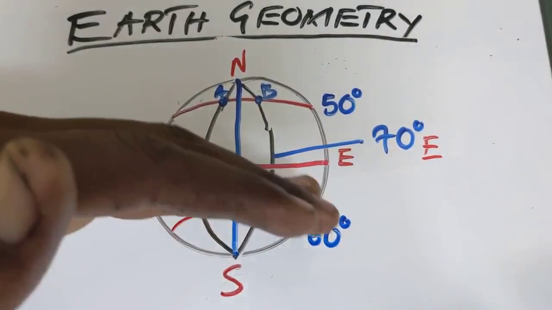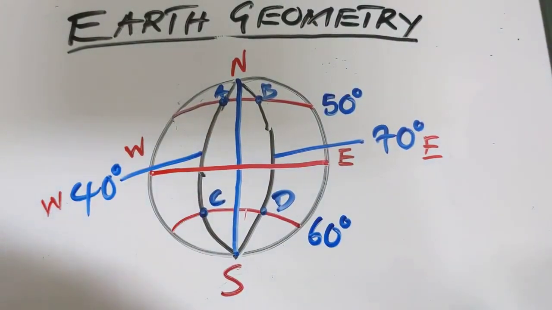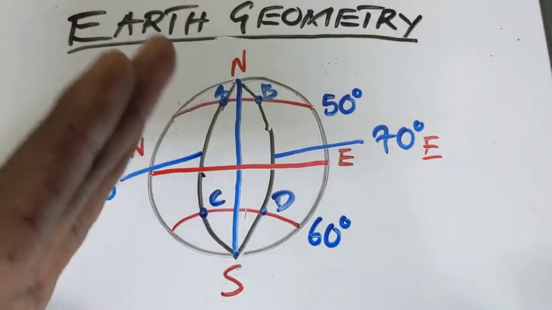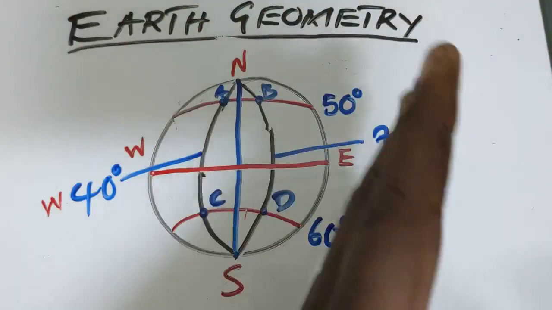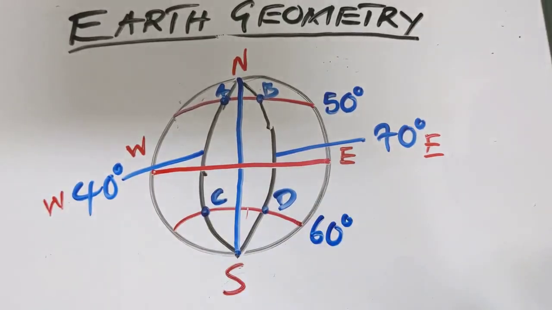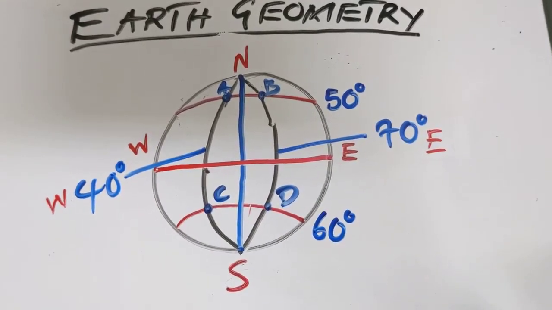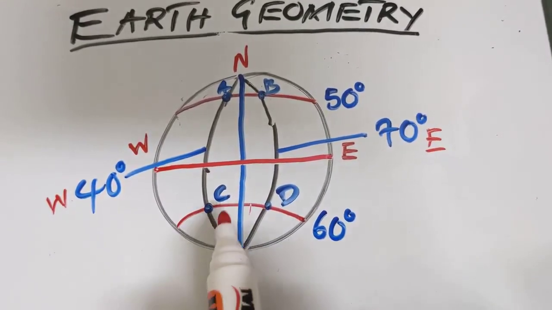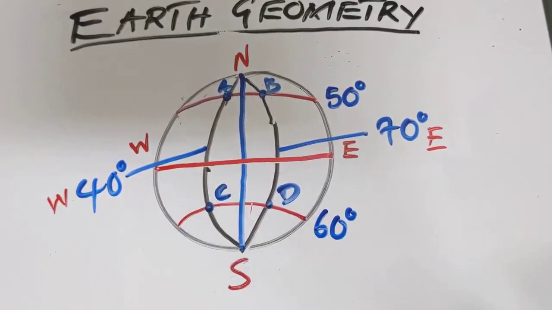So this part down here is the south. That part is the north. This part is the west. This part is the east, like that. So the most important thing to note is the directions. And if we have a question which tells us to know this place, let's say we have a question saying that we should know the location of C. What is the location of C?